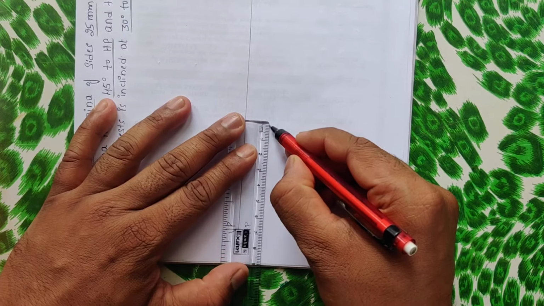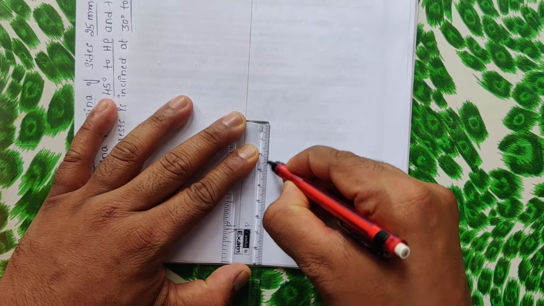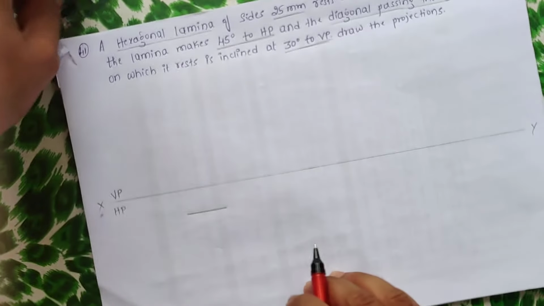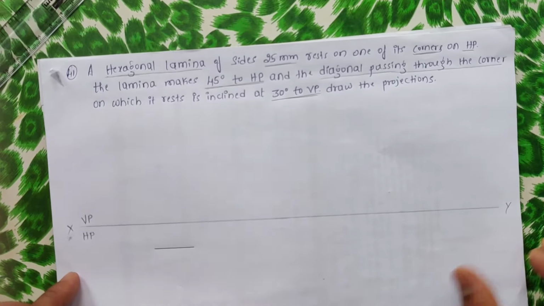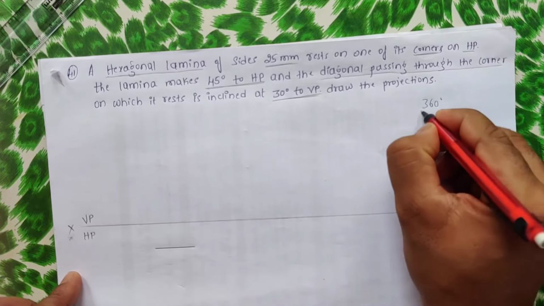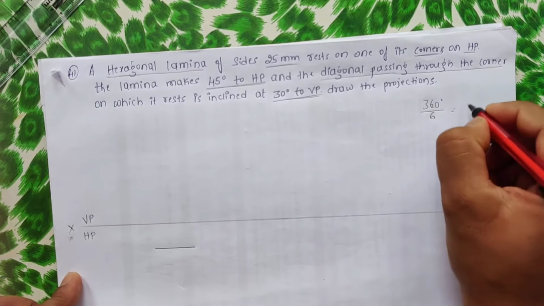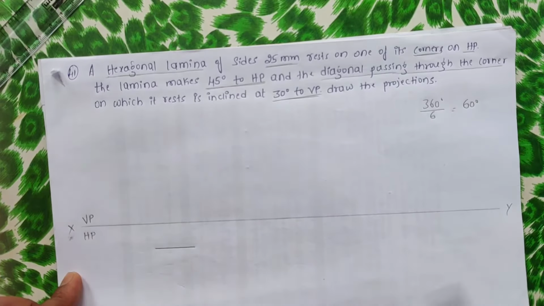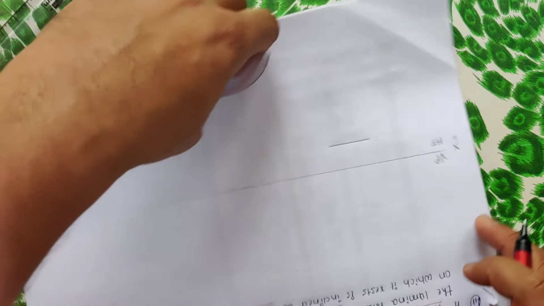25, so exactly 2.5 boxes in your grid book. Now we have to measure the angle. What is the angle in case of a hexagon? Hexagon means the overall angle is 360 degree, and a hexagon has how many corners? 6. So 360 by 6 is 60 degree. Each angle in a hexagon is 60 degree. In case of a pentagon it was 72, right? So here it is 60 degree. Now let me measure the angle.